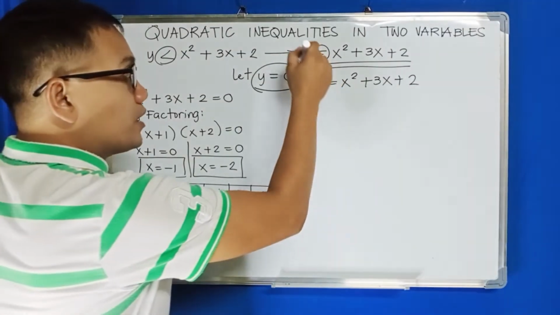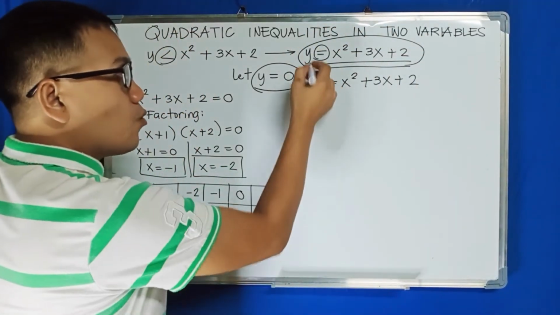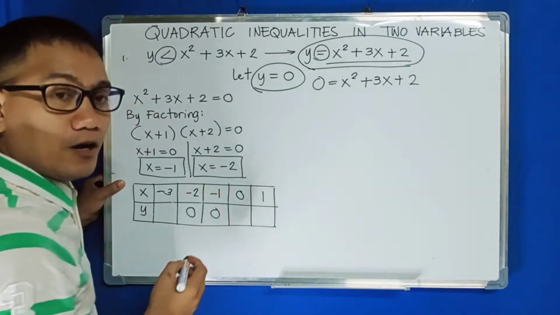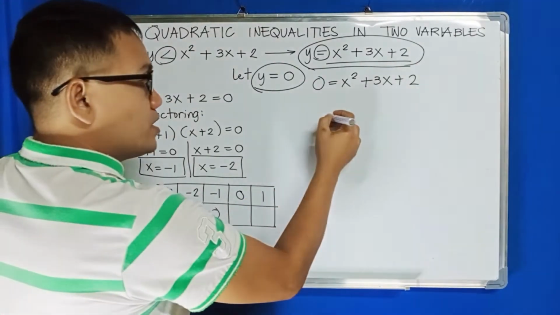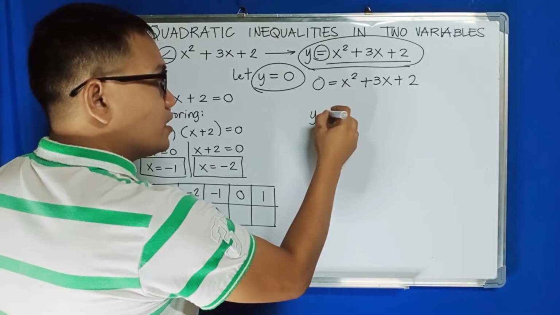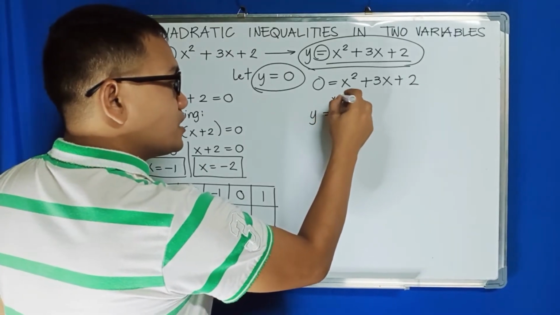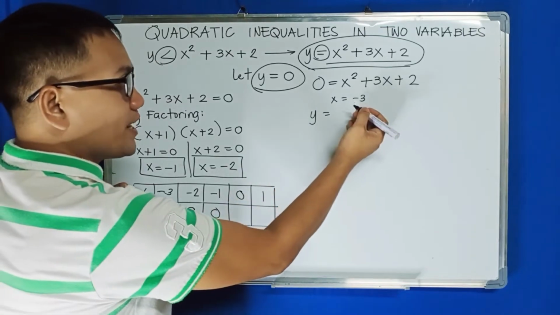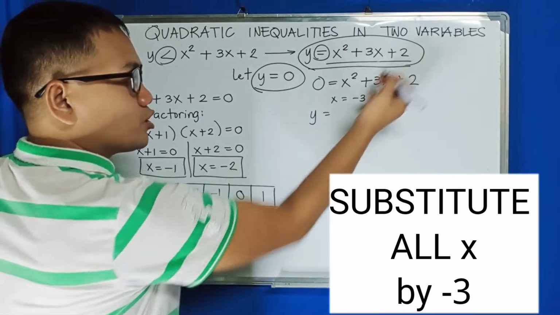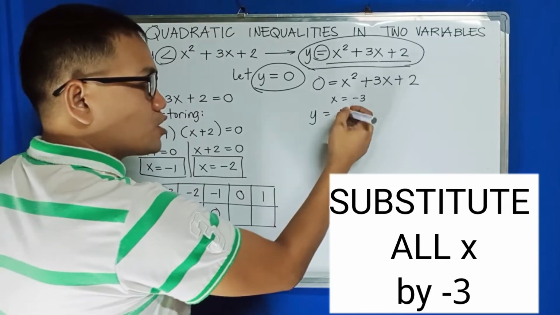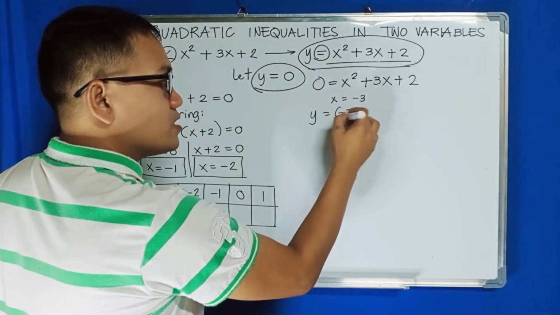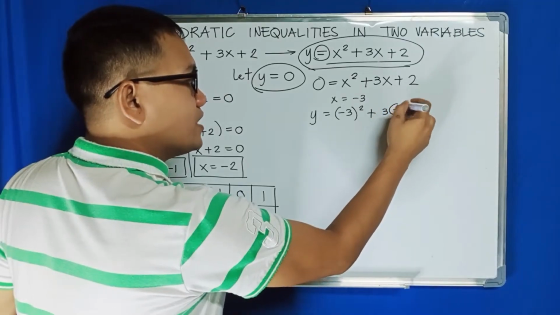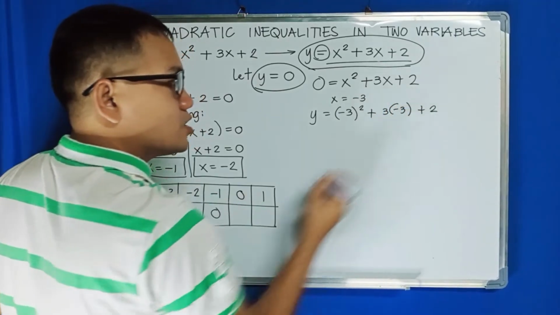So using our quadratic function, y is equal to x squared plus 3x plus 2, we will determine now the value of our y. So here, we will determine our y when x is equal to negative 3. That is, substitute all x in our quadratic function to solve for y. So we have negative 3 squared plus 3 times negative 3 plus 2.